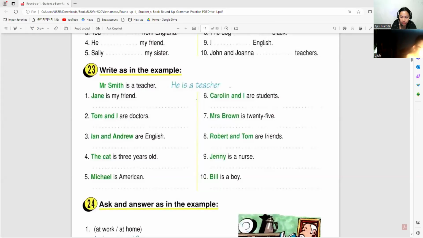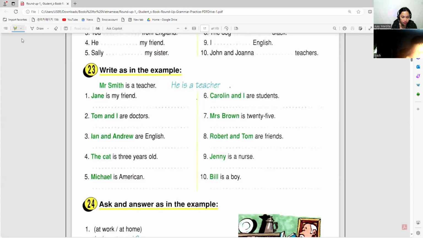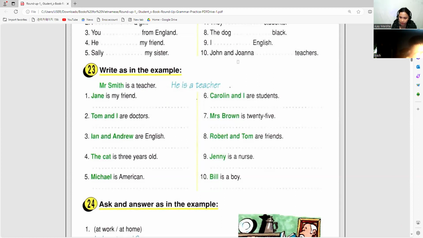Yes. Okay. So this time, let's continue our activity. This one, Wang Bak. Can you see my screen? I can't see. Oh, you can say, I can't see your screen. How about this one? Can you see my screen now? Can you see now, Wang Bak? He is my friend.